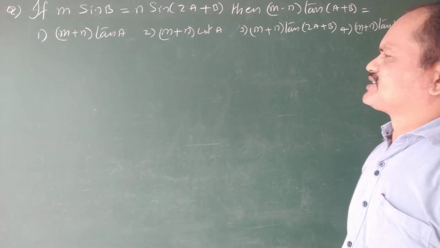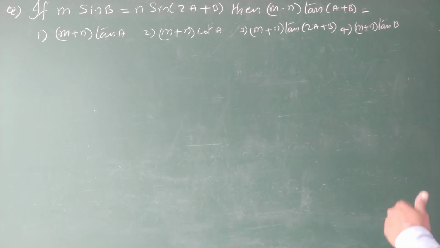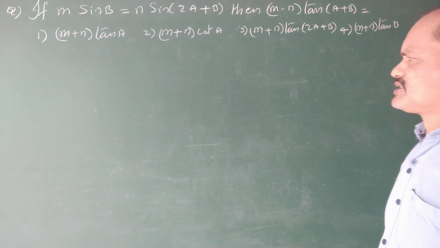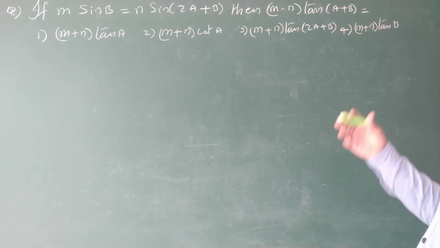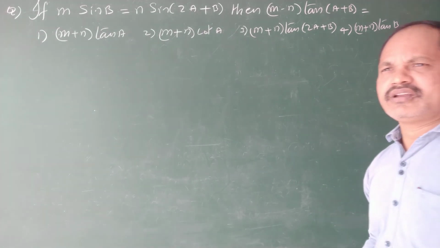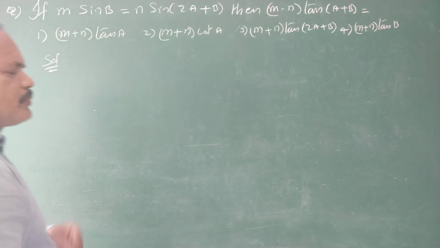Now we are going to a similar question. If m sin b is equal to n sin(2a plus b), then (m minus n) tan(a plus b) is equal to, now the first option m plus n tan a, second option m plus n cot a, and third option m plus n tan(2a plus b), and the fourth option m plus n tan b. Now solve. Same, according to componendo and dividendo form.